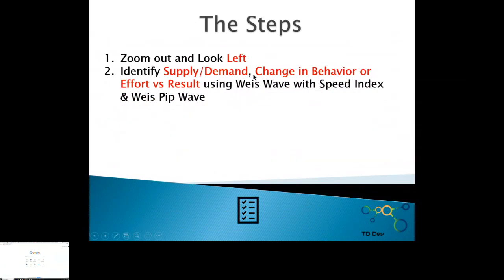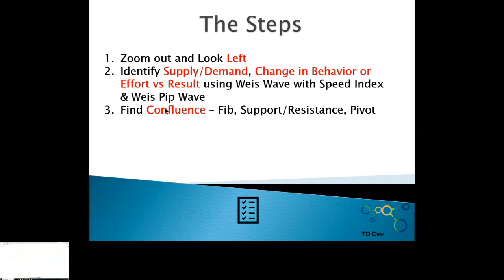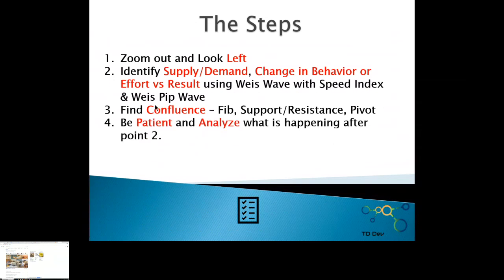Identify supply, demand, change in behavior, or effort versus result using the 2 indicators. Then find confluence. What I do is I wait for a confluence to happen also, either a fib or support, resistance, or fib or a pivot. Then I'll be patient and analyze what is happening after this, after number 2. After supply, demand, I will analyze what is happening after that.